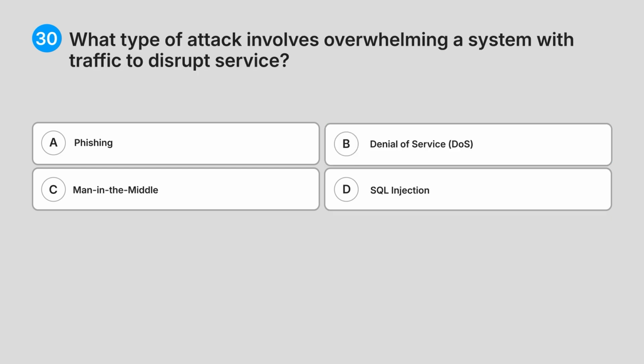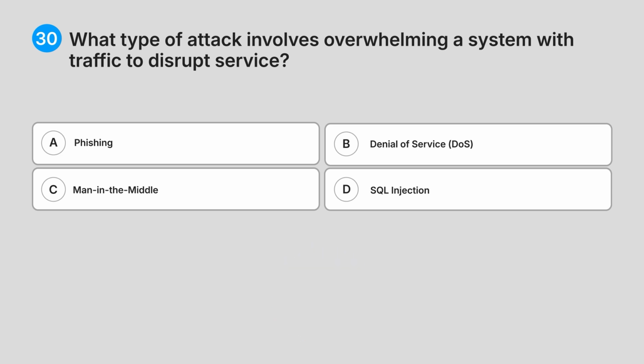What type of attack involves overwhelming a system with traffic to disrupt service? A. Phishing. B. Denial of Service, DoS. C. Man in the middle. D. SQL injection. Can you guess the answer?